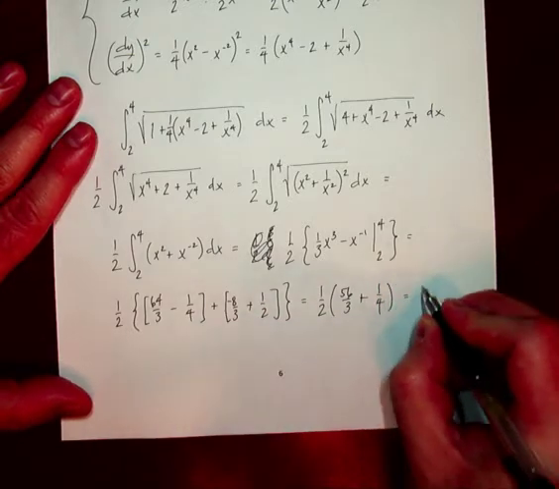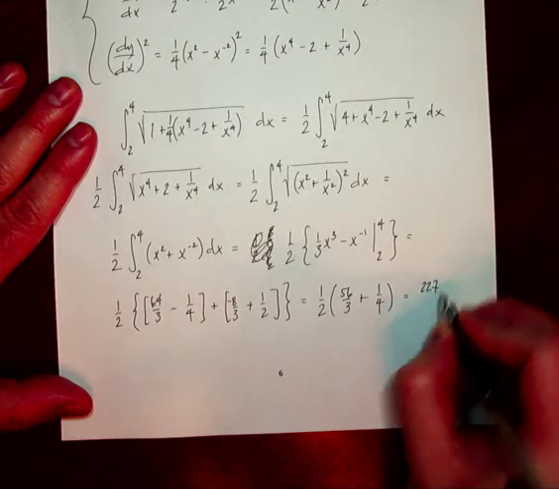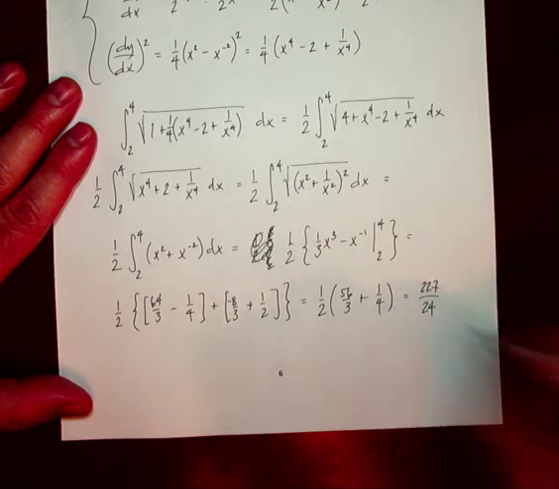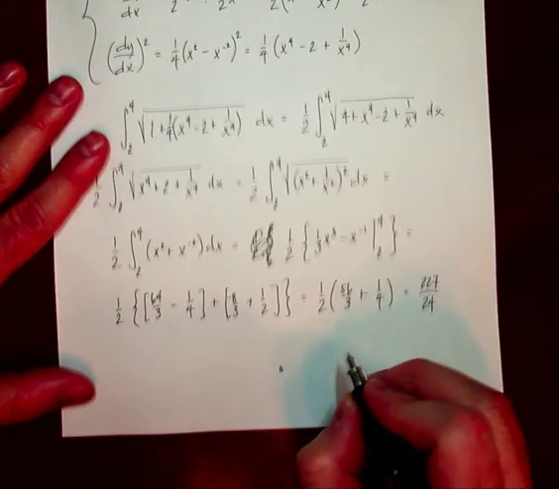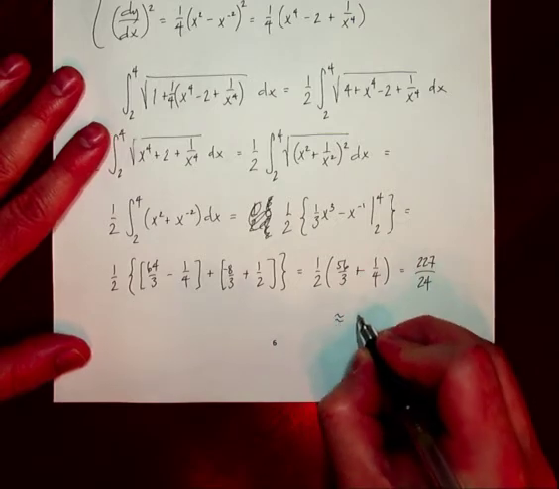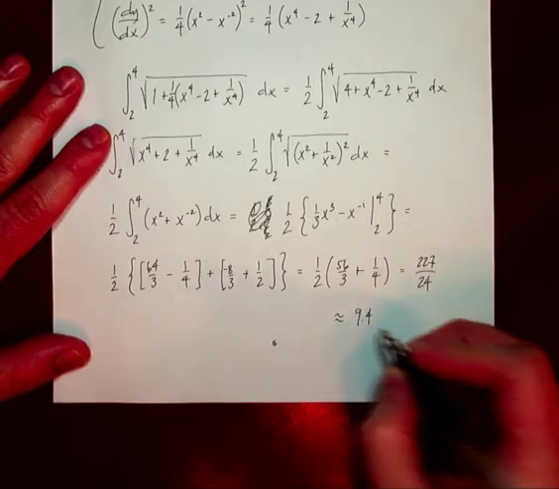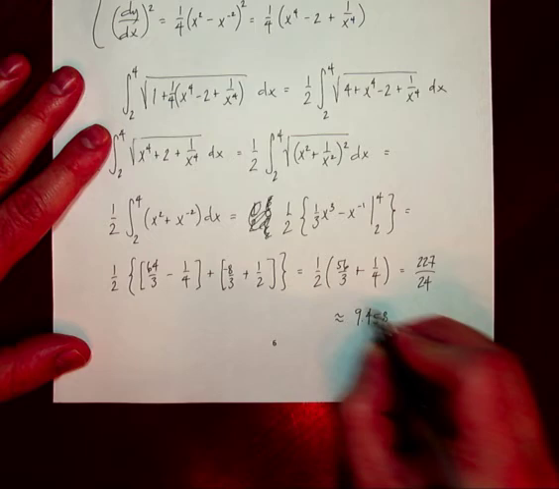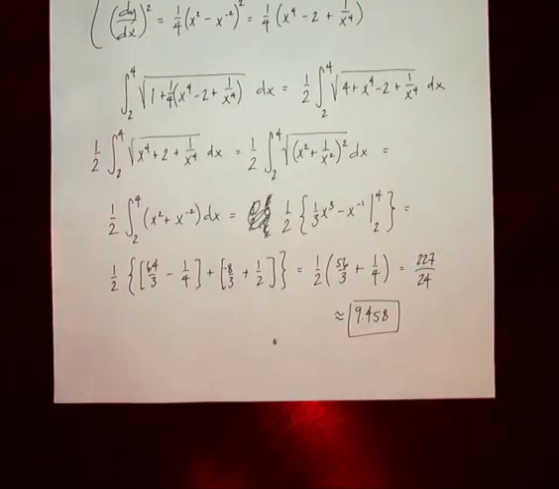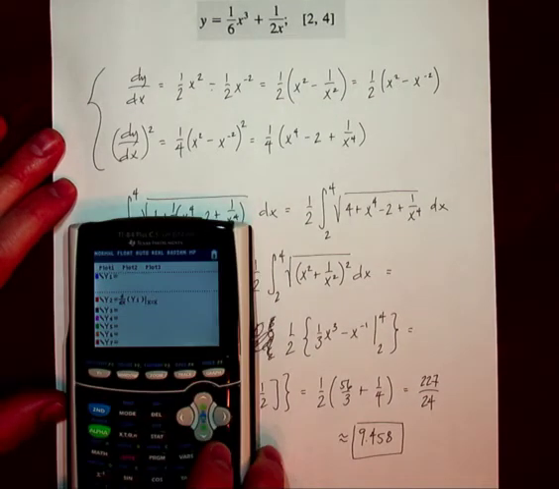And after a little bit of simplification and getting common denominators and all sorts of fun stuff like that, we get 227 over 24, which, I won't keep you in suspense, is approximately 9.458 when you get into your calculator. And you're thinking to yourself, surely not. Okay, well, let's go ahead and do it in the calculator.